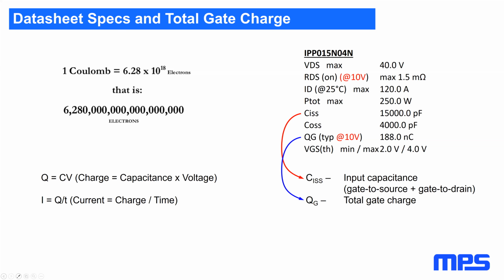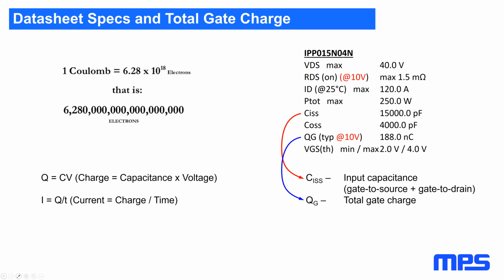Often it's more convenient to use the gate charge because of another basic equation, I equals Q over T, where current equals charge divided by time. So if you know that you need to charge the gate in a certain amount of time, you can then calculate the current that you'll need to put into the gate. So in this example, if we want the MOSFET to be on in a microsecond, we need 188 nanocoulombs divided by 1 microsecond, or about 188 milliamps of current. These are approximations, by the way.